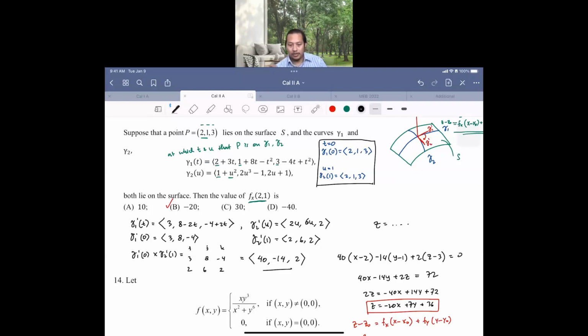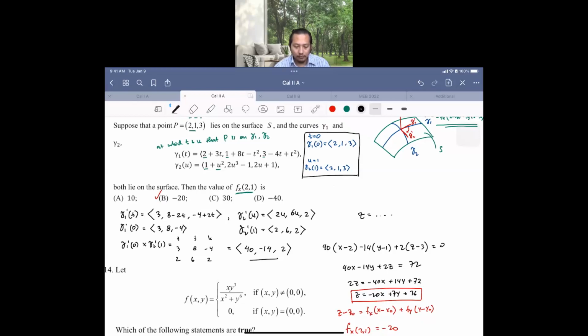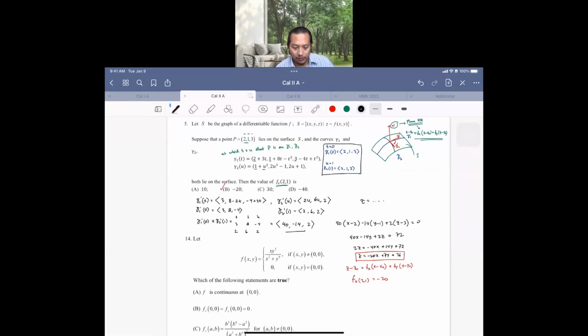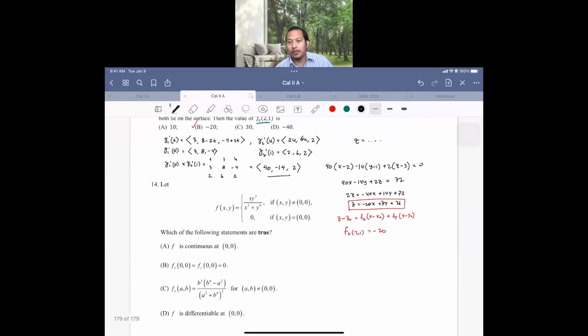Any questions from here? If there are no questions, we can move to number 14. This is the last one here, and after that we can look at other questions.